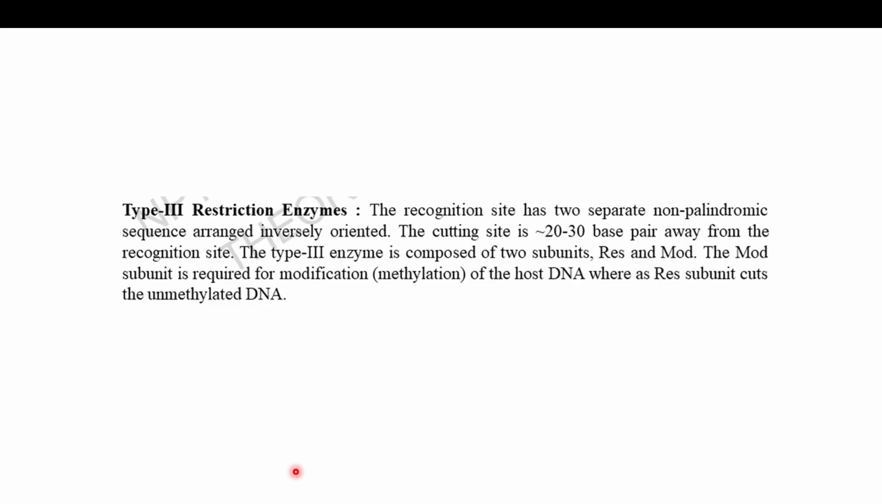Now there are type 3 restriction enzymes as well. The recognition site has two separate non-palindromic sequences arranged in inverse orientation, and the cleavage site or cutting site is only 20 to 30 base pairs away from the site of recognition. Type 3 enzyme is composed of two subunits, res and mod. The mod subunit is required for modification, mainly methylation of the host DNA, and the res subunit cuts the unmethylated DNA. Okay.